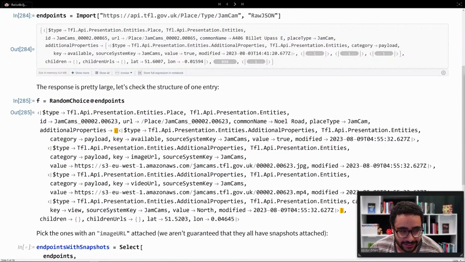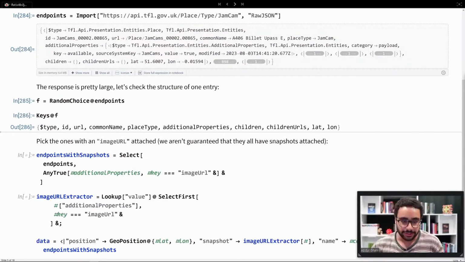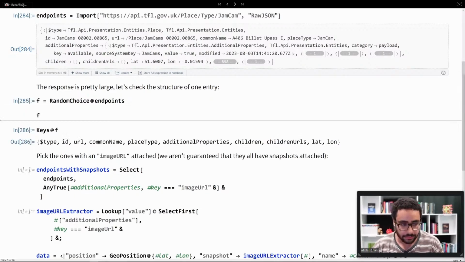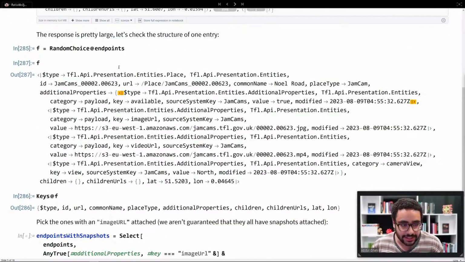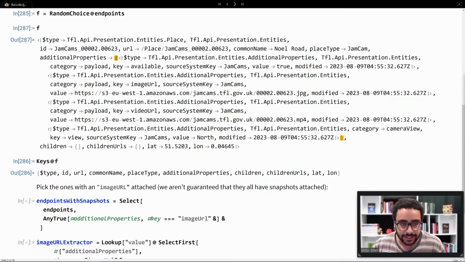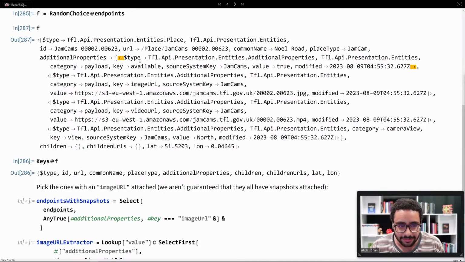There's a list. If we look at the keys of F, these are the top level. There's something called additional properties, which is where the JPEG is. So that's great, but additional properties is a list. It's a list of associations with a bunch of stuff, and the key is part of the association rather than the left-hand side. But anyway, we are looking for the association which has key set to image URL. That's what we're looking for.